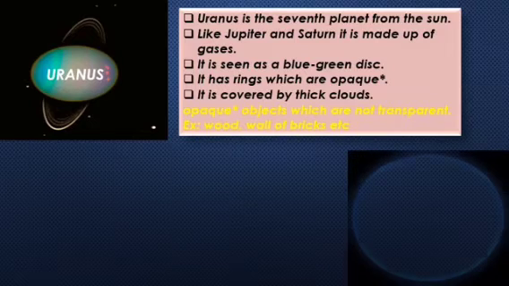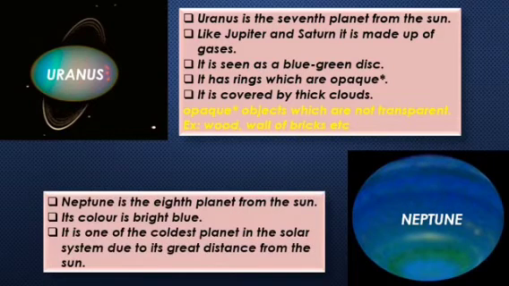Neptune. Neptune is the eighth planet from the Sun. Its color is bright blue. It is one of the coldest planets in the solar system. Why is it so cold? Due to its great distance from the Sun. Children, which is the coldest and farthest planet in the solar system? Neptune is the coldest and farthest planet in the solar system.